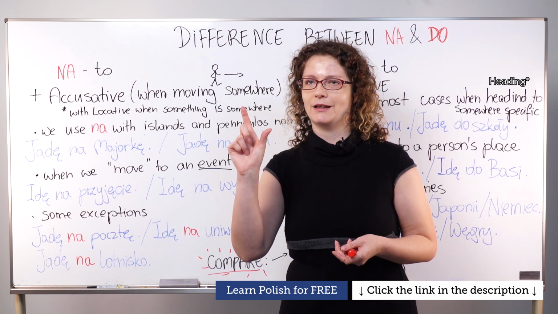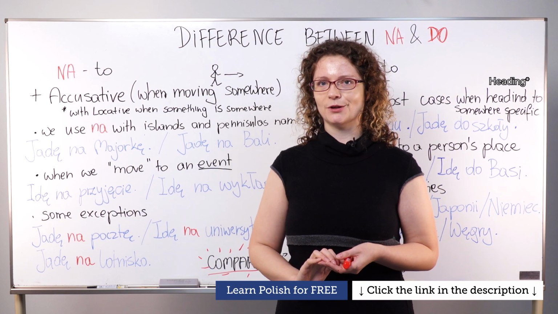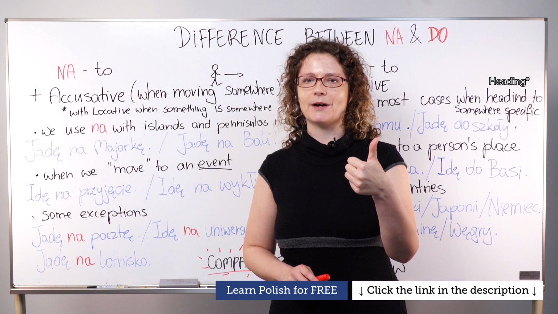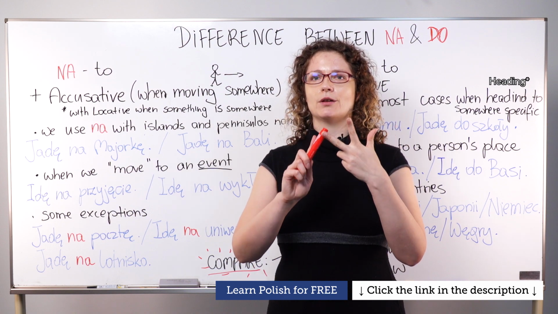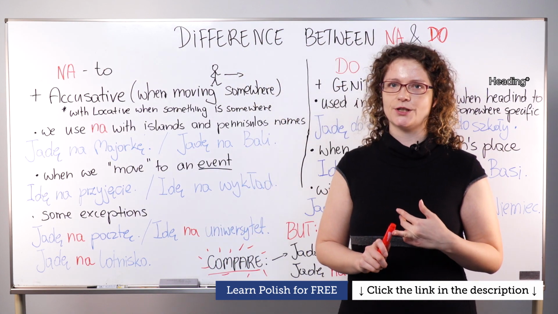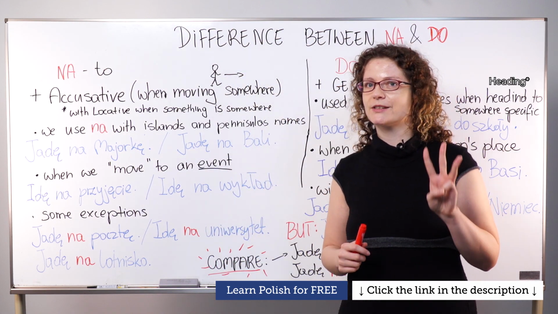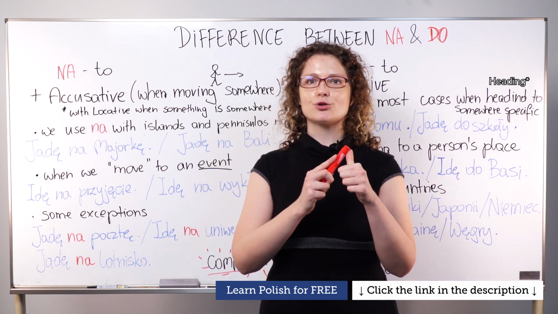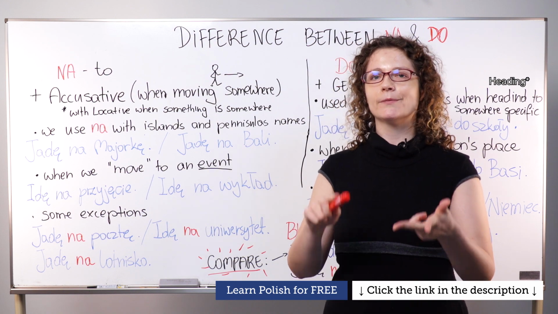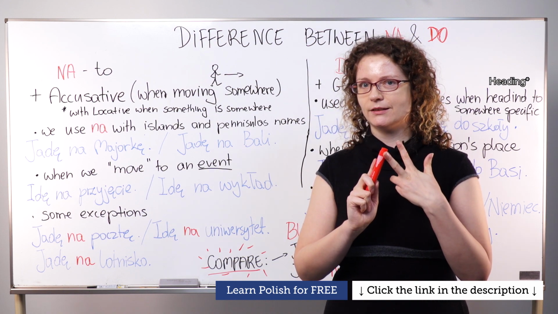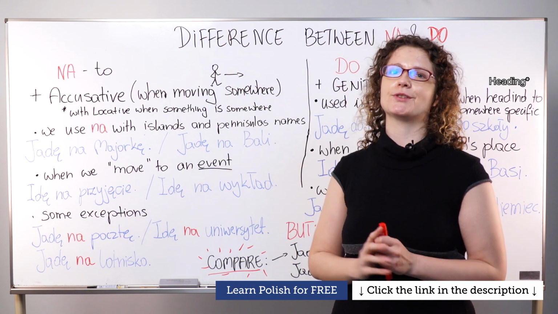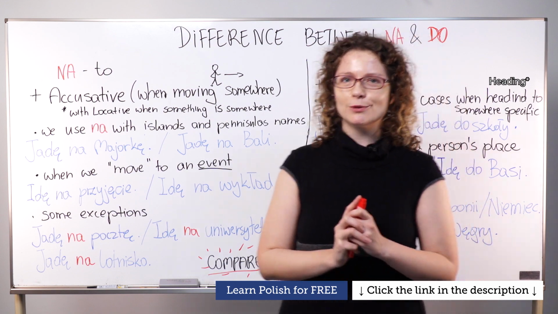This means that the noun that follows will be in accusative case, and we use it with names of islands, peninsulas. We also use it when we are going to an event, and there are some exceptions we just learned. Those 3 exceptions are poczta, post office, lotnisko, airport, and uniwersytet, university. For now, that's all about preposition na. Now, let's look at the other one.